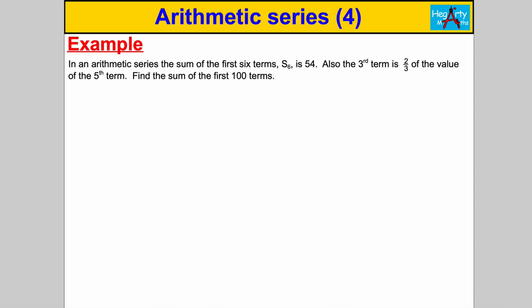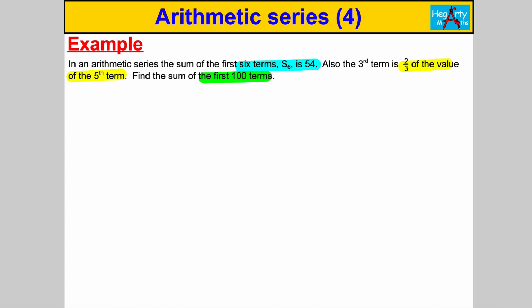Next question, pause the video and have a go. So in an arithmetic series, the sum of the first 6 terms S6 is 54. Also, the third term is 2/3 the value of the fifth term, and we're asked to find the sum of the first 100 terms. So again, a lot going on here.